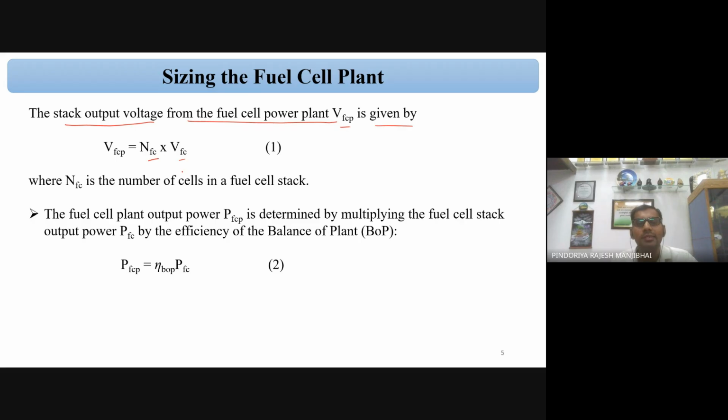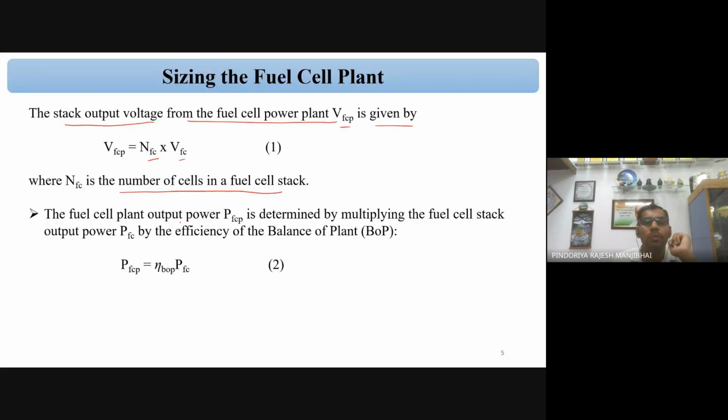So N_FC is the number of fuel cells in the fuel cell stack. Suppose we have one stack; in one stack, maybe 10 fuel cells, maybe 20 fuel cells. So N_FC, the number of fuel cells, times V_FC. What is the voltage level of a single fuel cell? Then we can find out the voltage capacity of the fuel cell power plant.